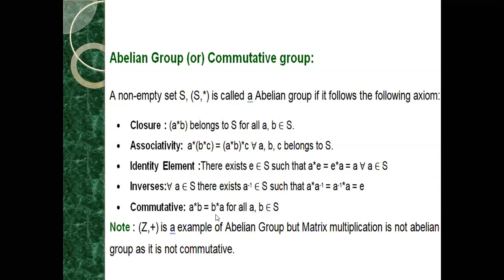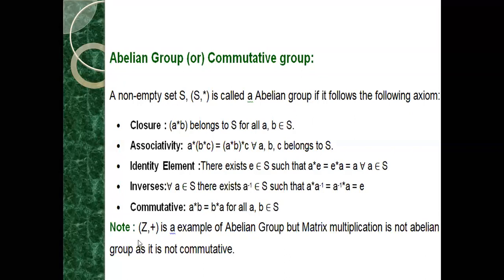Okay. Inverse element, for each a belongs to Z, there exists a inverse belongs to Z such that a star a inverse is equal to a inverse star a is equal to e. Okay. Last one, commutative. So if a, b belong to Z, then a star b is equal to b star a. Along with these five properties, the given non-empty set is called an abelian group or commutative group.